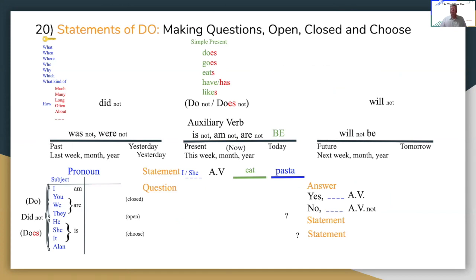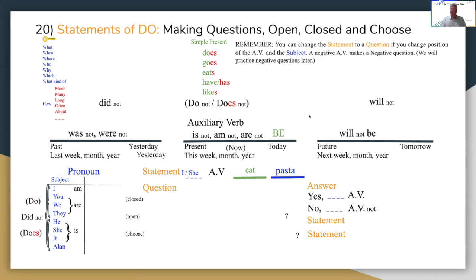The next thing to do is to practice asking the questions. So remember, you can change the statement to a question if you change position of the auxiliary verb and the subject. Now, a negative auxiliary verb makes a negative question, but we'll practice negative questions later. So we will use the auxiliary verb and the subject. And the question is, did you eat pasta? Did you eat sushi? That's the closed question.